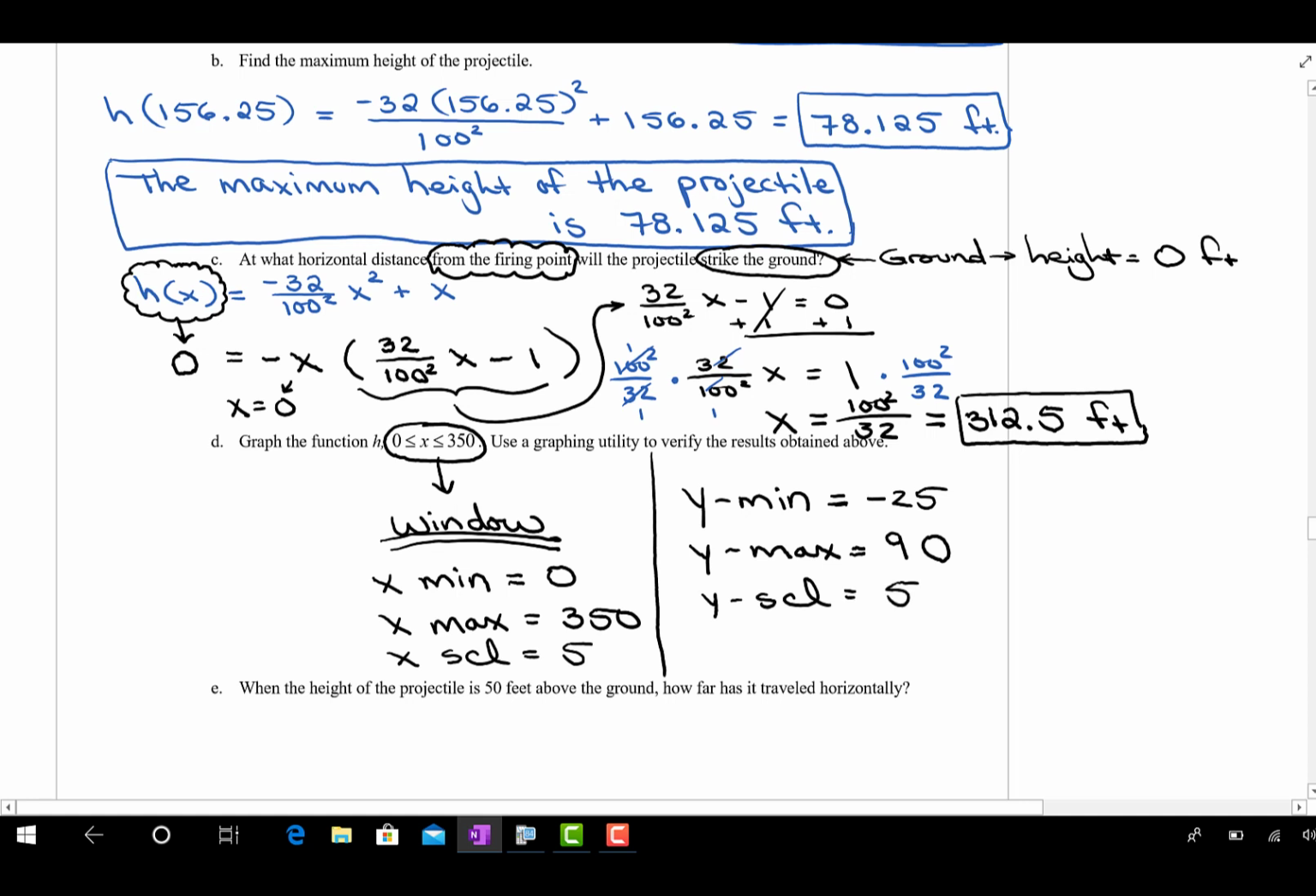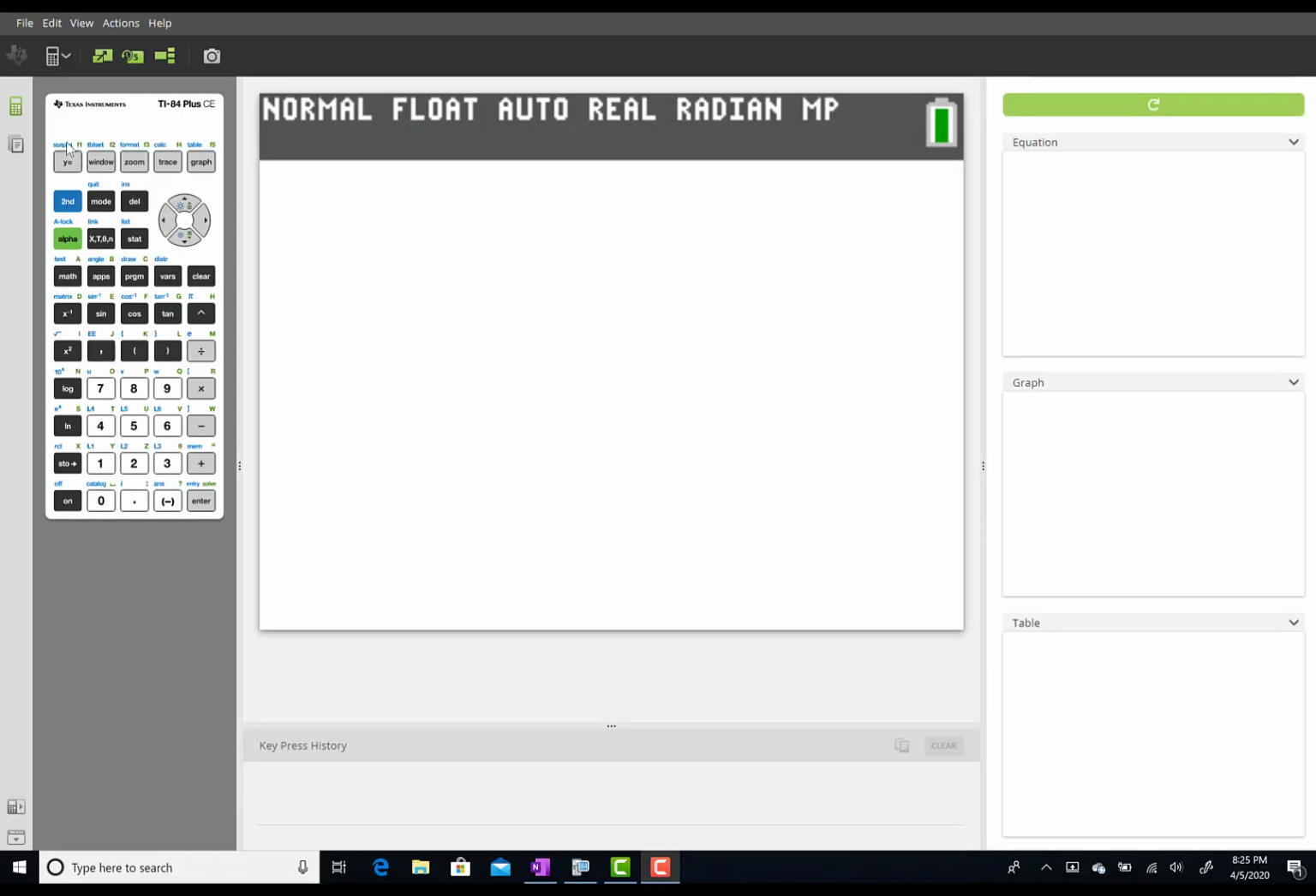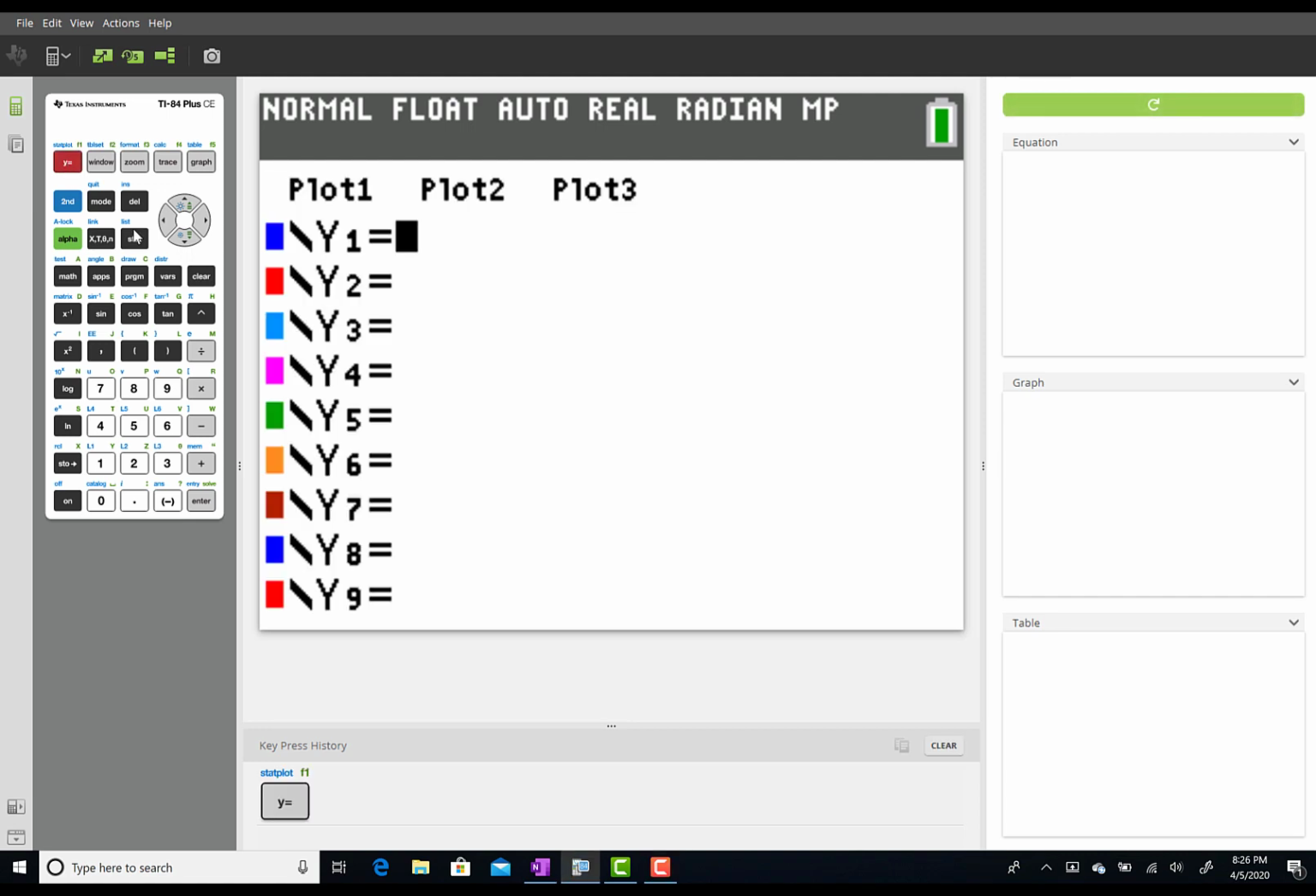And then for my max, I'm going to go up to 90, just because I already know what the max height is. The max height is 78.125, so I'm just going above that a little bit. And my y scale, I'm going to go up by increments of 5. Once again, that negative 25, I was just thinking in my head about what f of 350 would be, or you could plug that into your calculator real fast to get an idea. If you want that value to match up with the 350, just in case it's important, because if that was given to us in our instructions, we want to be a little bit careful when we set up our window.